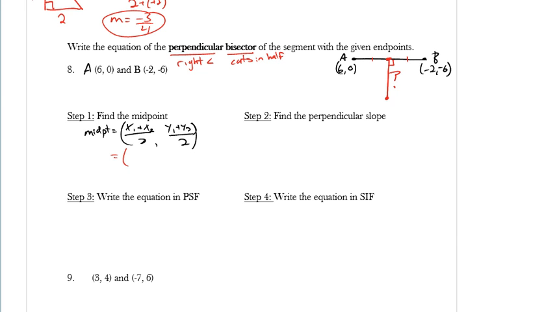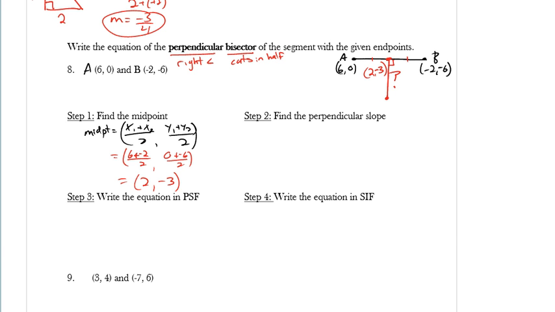So we have 6 plus a negative 2 over 2, and 0 plus a negative 6 over 2. 6 plus negative 2 is 4, 4 divided by 2 is 2. 0 plus negative 6 is negative 6, divided by 2 is negative 3. Okay, so that point we now know is 2, negative 3. Okay, the average is halfway in between.